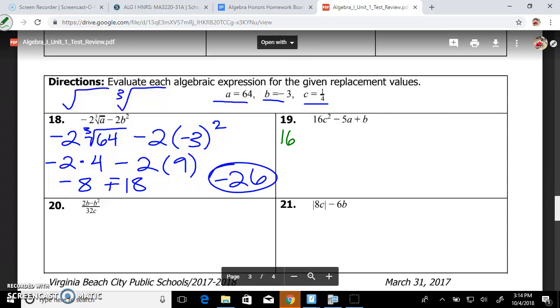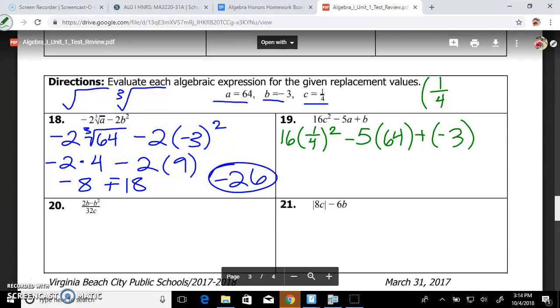We have 16 times 1/4 squared minus 5 times 64 plus negative 3. All right, 1/4 squared. So I'm going to write this off to the side. You can do 1/4 squared one of two ways. You can say that 1/4 squared is just 1 squared over 4 squared. And then we'll simplify that. 1 squared is 1, and 4 squared is 16. So we have 16 times 1 over 16. And then everything else, let's keep everything else the same.